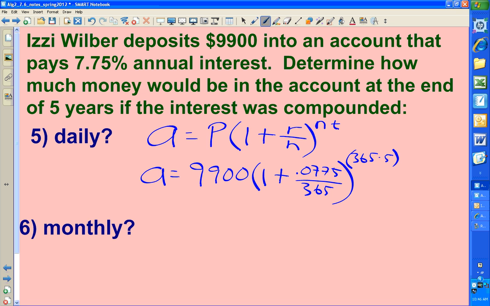7.75%, 9 years to double. We're only going 5. It shouldn't be anywhere near double. Double 9,900 is almost 20,000. We will expect to see something significantly less. You need to be able to put this in your calculator. You should be able to do it in one shot and get the correct answer.